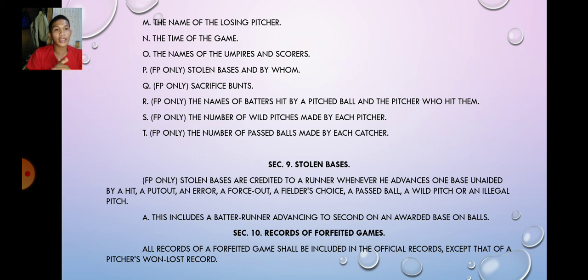Section 9. Stolen bases. Stolen bases are credited to a runner whenever he advances one base by a hit, put out, an error or force out, a fielder's choice, a passed ball, and a wild pitch or illegal pitch. A. This includes the batter runner advancing to second on a base on balls.